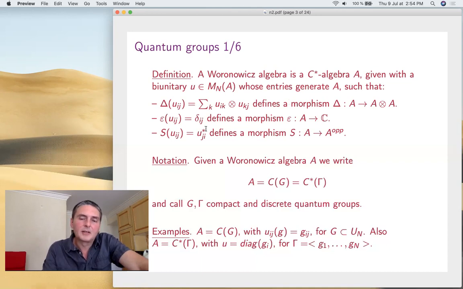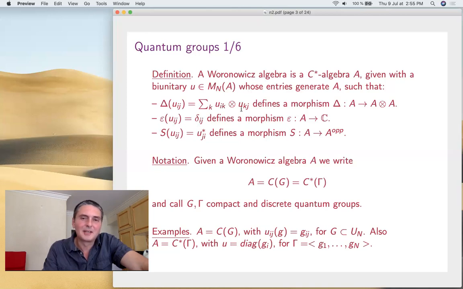And delta, epsilon, S, well, they simply come by transposing the multiplication, unit, and inverse map of G, right? So definitely, if you transpose multiplication, unit, inverse, you should get some maps like this: delta from A to A tensor A, epsilon from A to C, and S from A to A actually. Here we don't need the opposite algebra. And the formulas, well, we just take the usual formulas from the matrices, and that's more or less the tensor here. You see, that's the multiplication of matrices somehow.